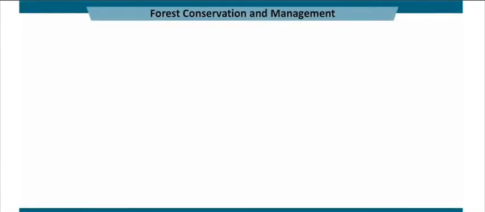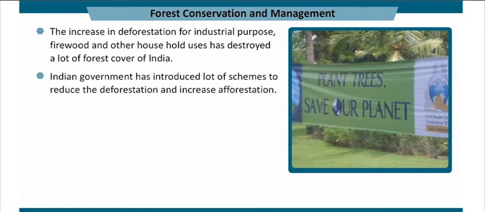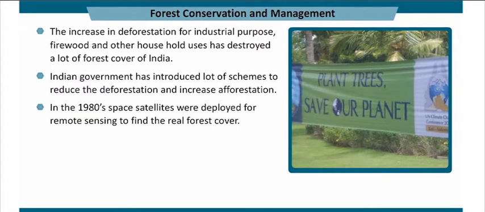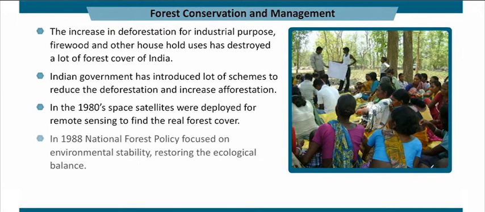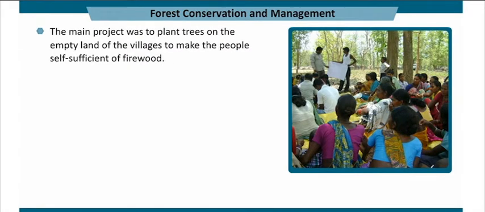Forest conservation and management. The increase in deforestation for industrial purposes, firewood and other household uses has destroyed a lot of the forest cover of India. The Indian government has introduced lots of schemes to reduce deforestation and increase afforestation. In the 1980s, space satellites were deployed for remote sensing to find the real forest cover. In 1988, the national forest policy focused on environmental stability, restoring the ecological balance. The main project was to plant trees on the empty land of the villages to make the people self-sufficient in firewood.